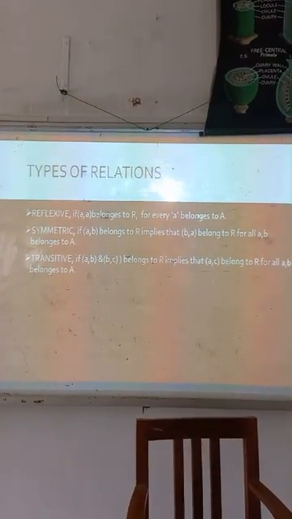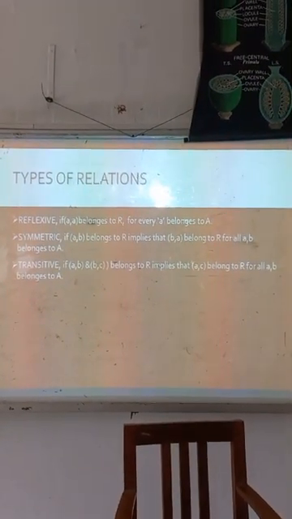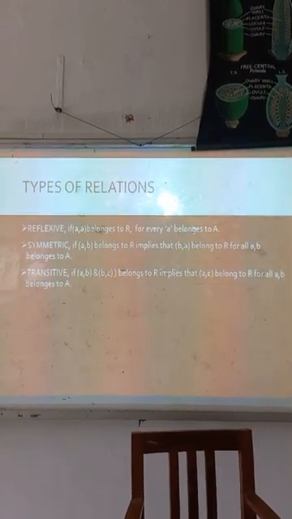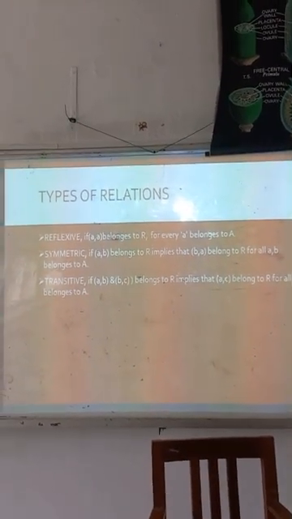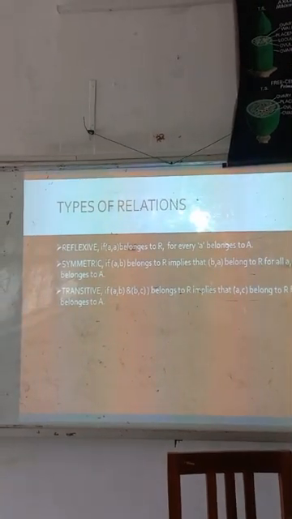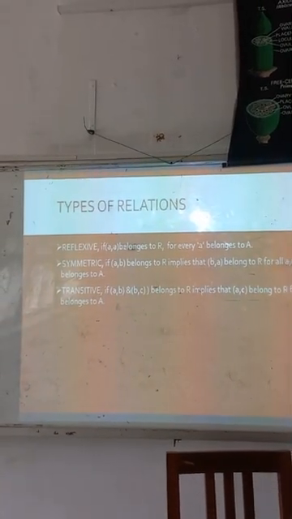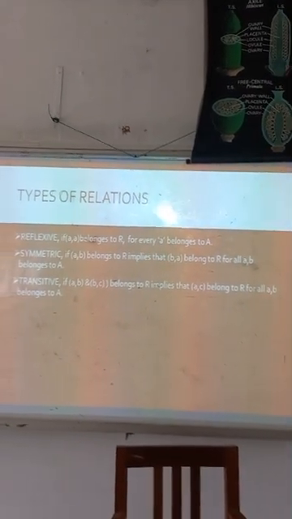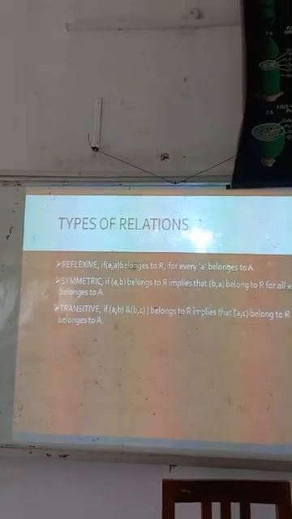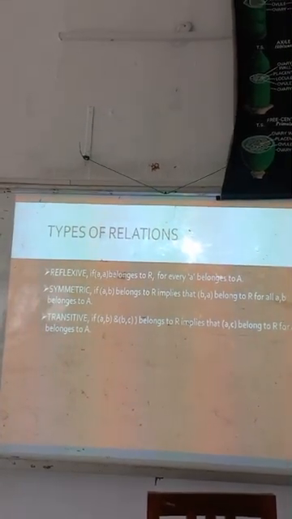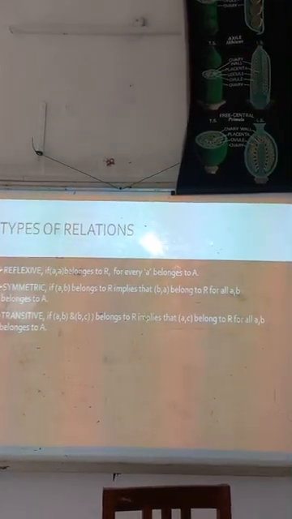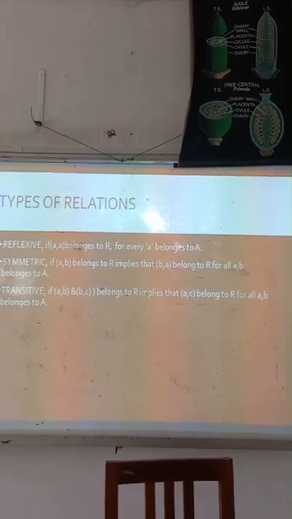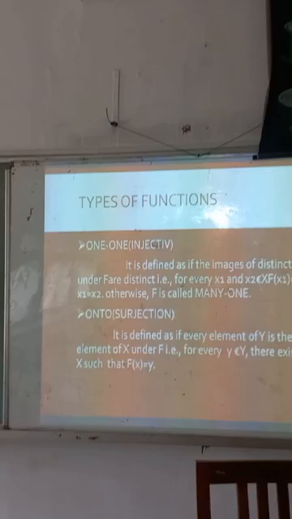Types of relation. Reflexive: if ordered pair (a, a) belongs to R for every a belongs to A. Symmetric: if ordered pair (a, b) belongs to R implies that ordered pair (b, a) belongs to R for all a and b belongs to A. Transitive: if ordered pair (a, b) and ordered pair (b, c) belong to R implies that ordered pair (a, c) belongs to R for all a, b, c belongs to A.